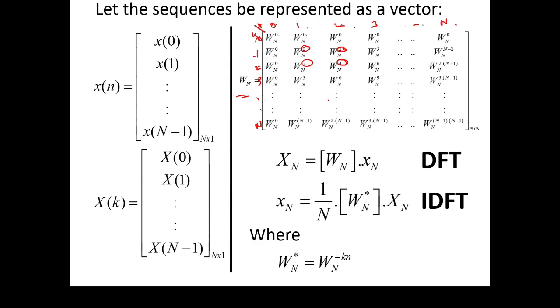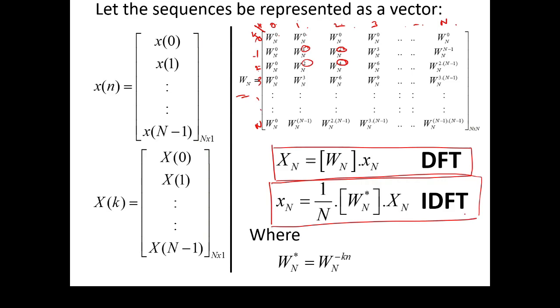So in matrix form, this would be your calculation for the DFT, and this would be for your IDFT. Now herein in the IDFT, you see a 1 by capital N component. Capital N is the signal length.